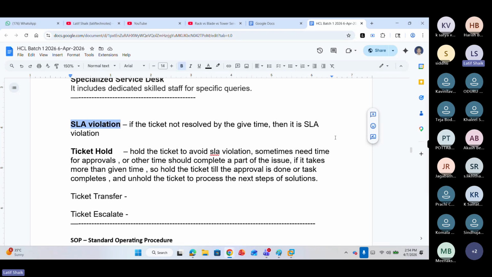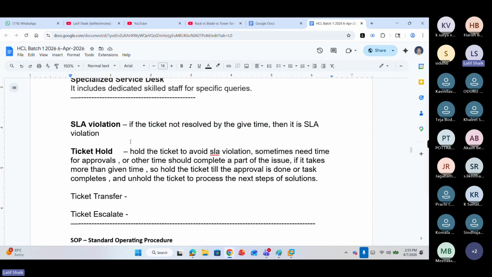Okay, SLA violation. If the ticket is not resolved by the given time, meaning the given resolution time or due time, whatever word they use, then it is called an SLA violation.